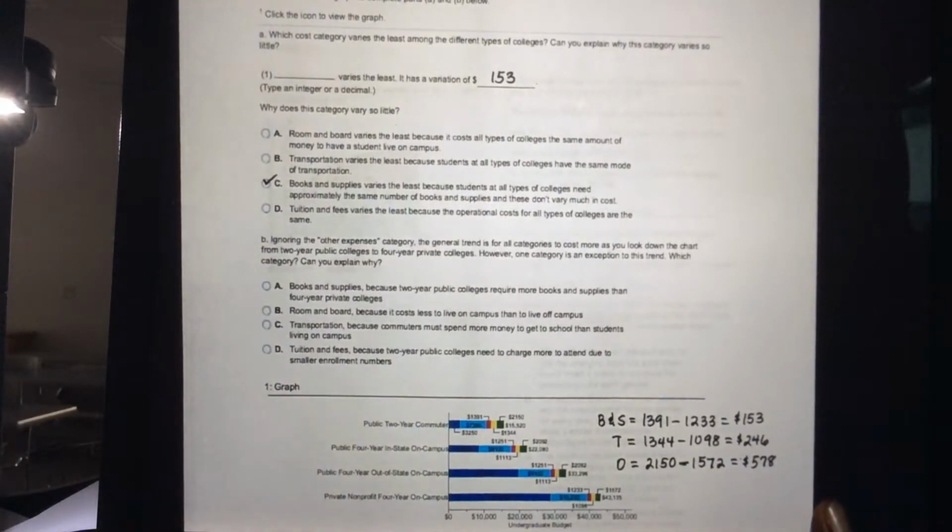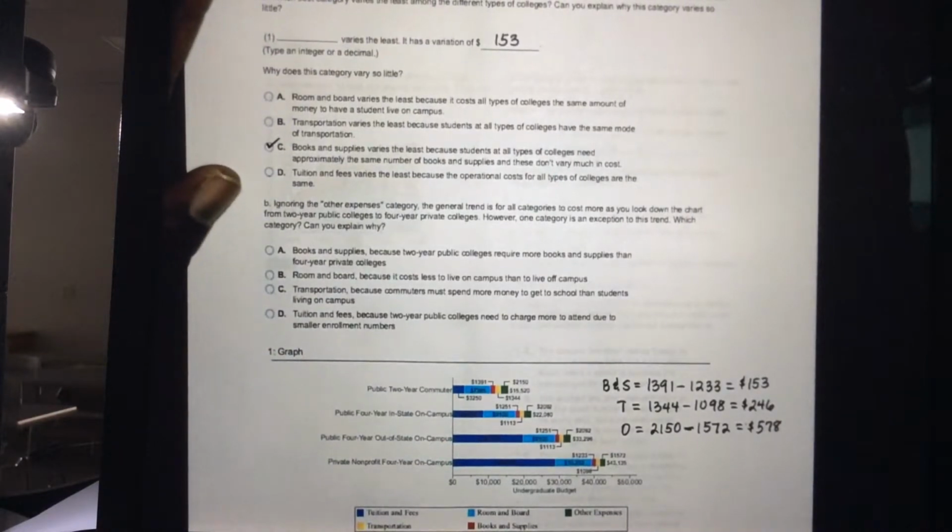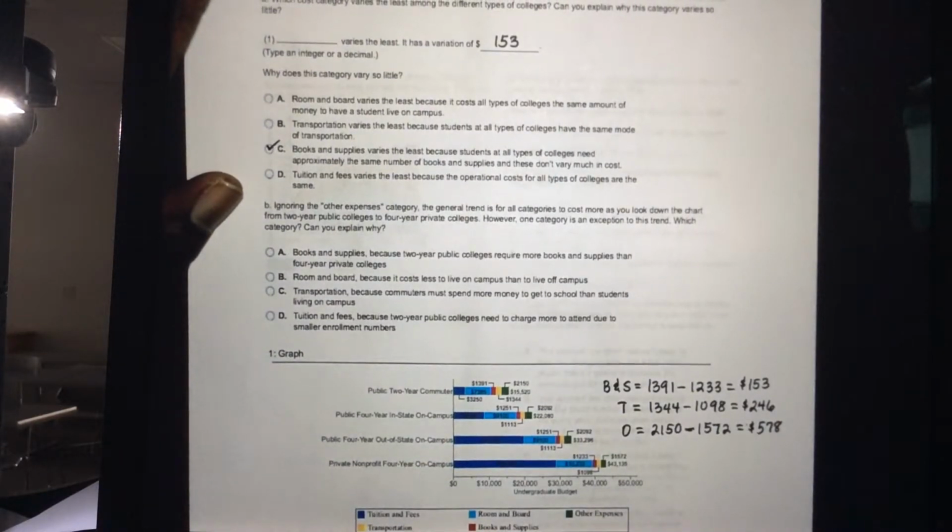Now, part B, ignoring the other expenses category, the general trend is for all categories to cost more as you look down the chart from 2-year public colleges to 4-year private colleges. However, one category is an exception to this trend. Which category, and can you explain why? Well, by looking at this, it will have to be transportation.